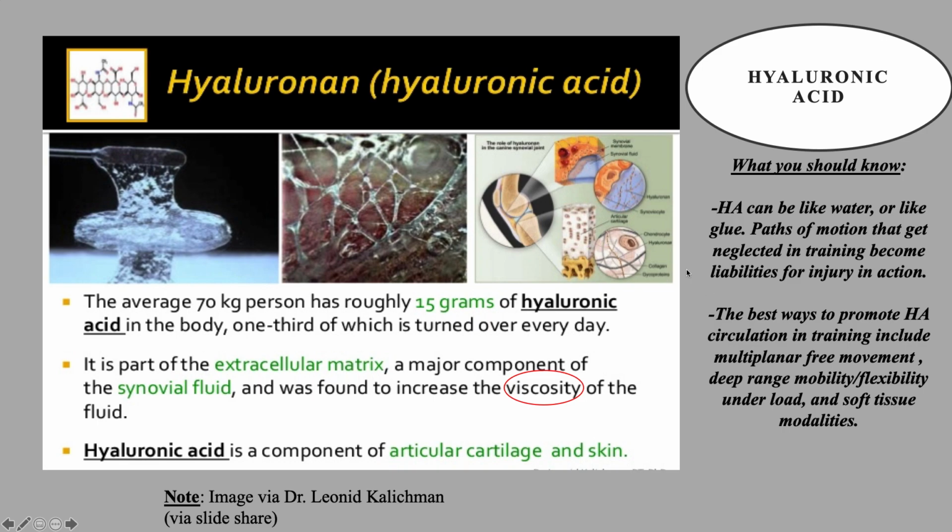And the best way to promote HA in training is really just multiplanar, free flow type movement. We're thinking deep range mobility, flexibility movements under load, and then some soft tissue modalities. I didn't get too deep into the soft tissue modalities because of the conflicting opinions or ideologies surrounding them. But we're thinking about things like cupping and dry needling and rolling and stuff like that. But whichever one sticks out for you, or whichever you tend to find the most value in, all that's fair game. But really, what we're trying to do with that is just get fluids moving, including this hyaluronic acid.